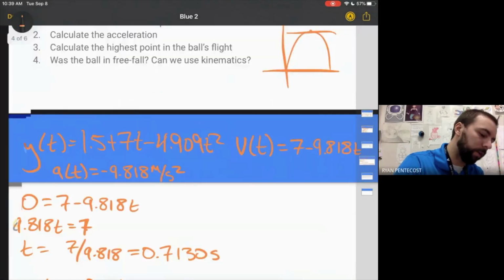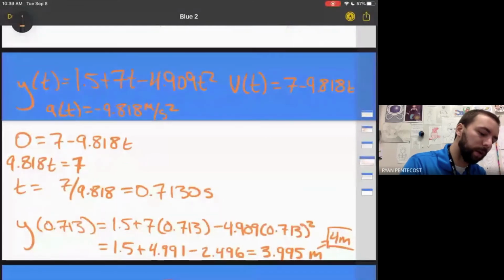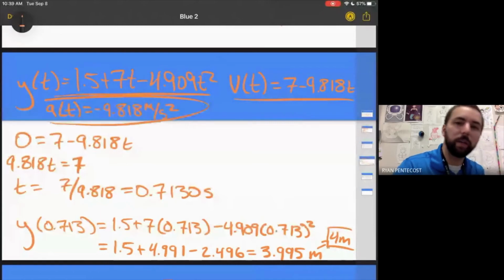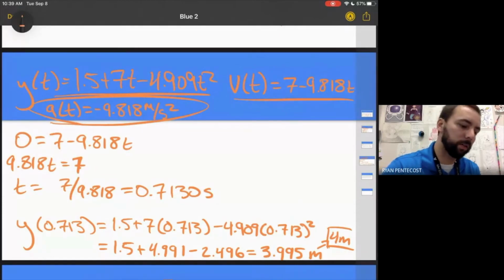Now, if we look down here, as we take the derivative of position to get velocity, and take the derivative of velocity to get acceleration, we see that acceleration is a constant line, right? It has no variable t. If it had a variable t, that means that it's changing as time goes on, and it would not be constant. But here, no variable t. That means that we're constant.